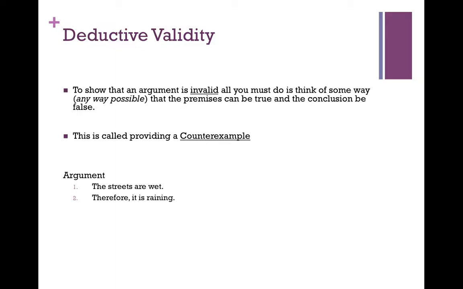So think about this argument right here. The streets are wet, therefore it is raining. Can you think of a way that the premise could be true and the conclusion be false? Think of that for a second. The streets are wet, it is raining. Can you imagine a way in which the premise is true and the conclusion is false?